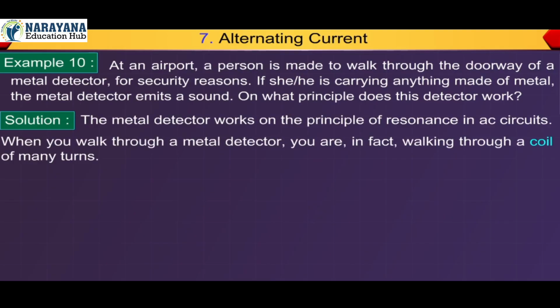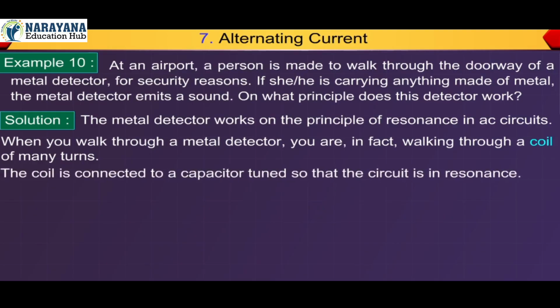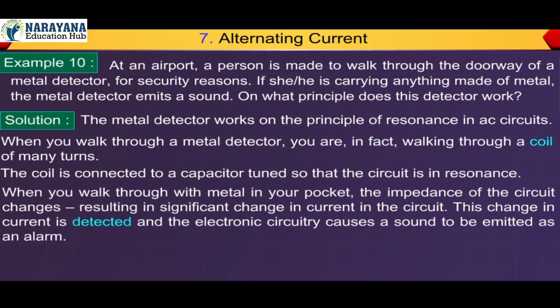When you walk through a metal detector, you are in fact walking through a coil of many turns. The coil is connected to a capacitor tuned so that the circuit is in resonance. When you walk through with metal in your pocket, the impedance of the circuit changes, resulting in significant change in current in the circuit. This change in current is detected and the electronic circuitry causes a sound to be emitted as an alarm. LC oscillations.